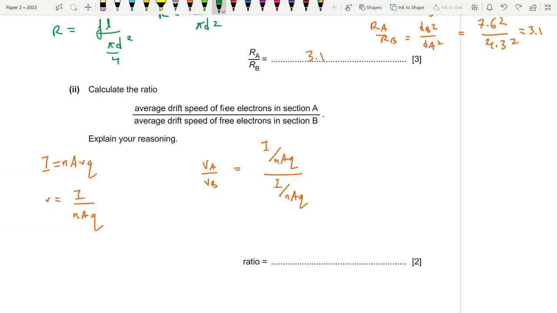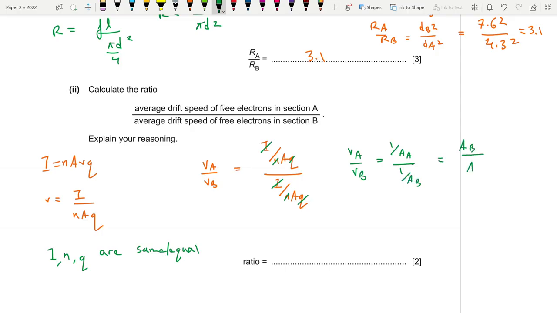Okay, what's same exactly? Guys, what is the same? Current is same because series circuit. N is the same because it's made of the same material. And Q is always the same, it's the elementary charge. Okay, so I, N and Q are same or equal. So we can get rid of those, right? So the only thing that we end up with is like this: VA by VB is equal to 1 by area of A divided by 1 by area of B, which is equal to area of B divided by area of A.